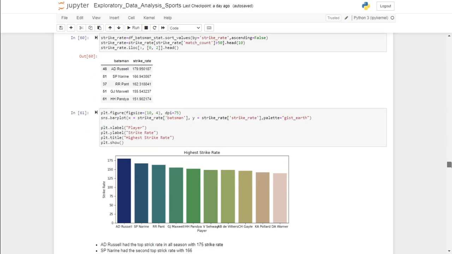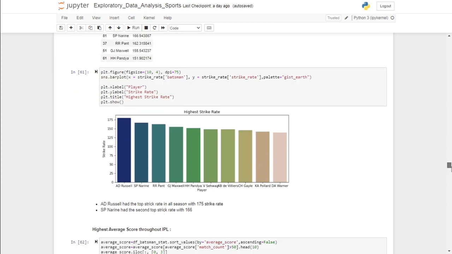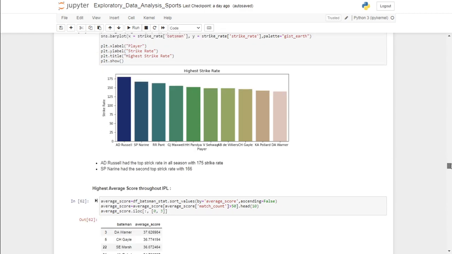And now the strike rates. The highest strike rate belongs to Andre Russell. He has a 175 strike rate in IPL. The next is Sunil Narine. He has a strike rate of 166.